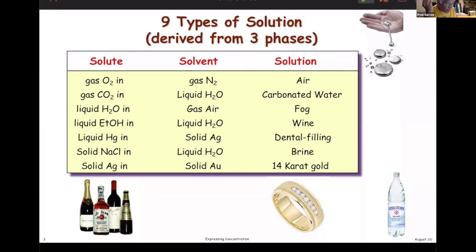So again, a solution is made out of two components, but it has to be homogeneous. You can't see any signs that it's a mixture. Okay, only that it's uniform throughout.